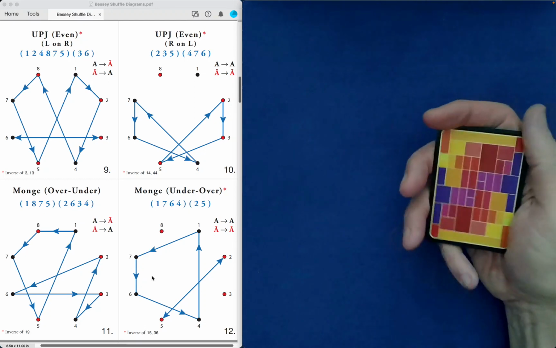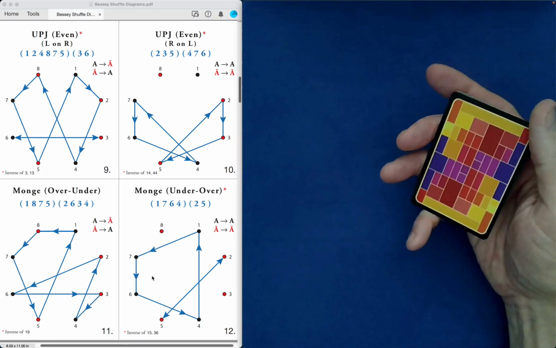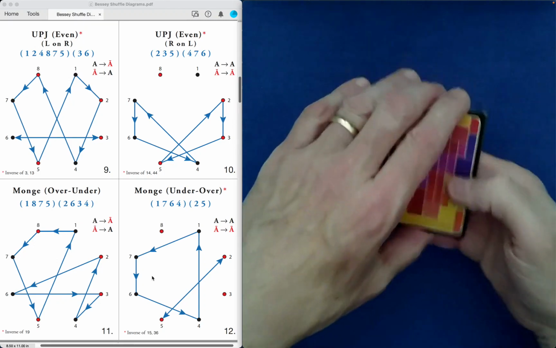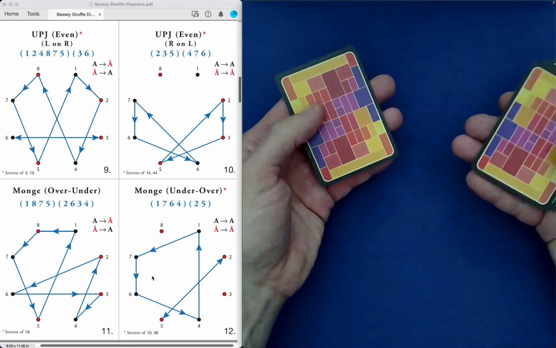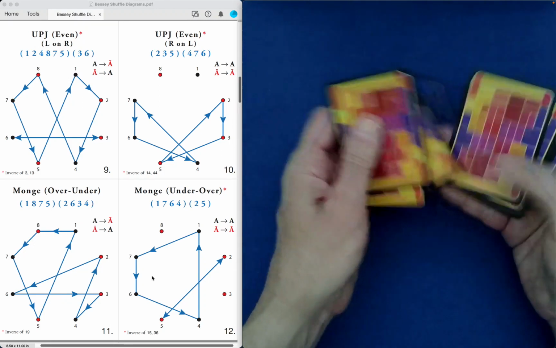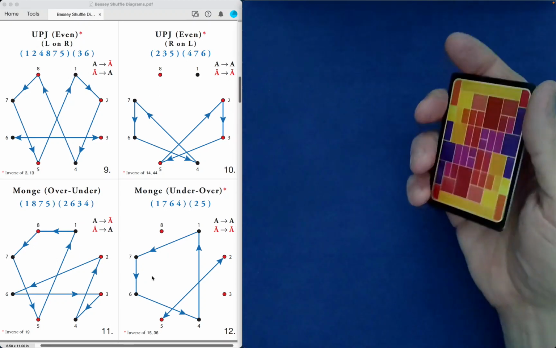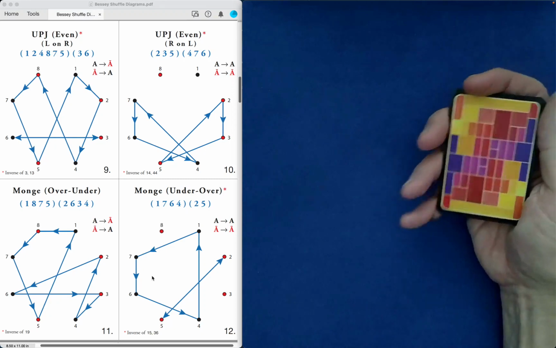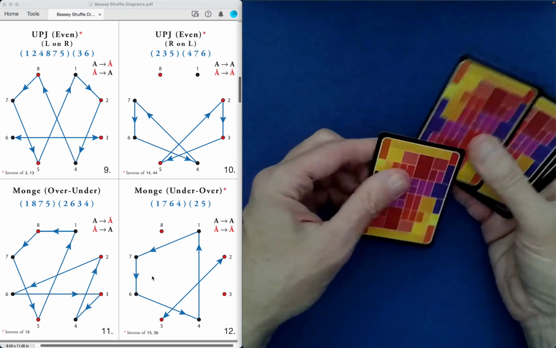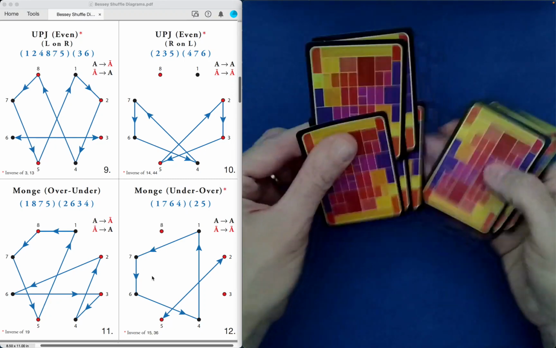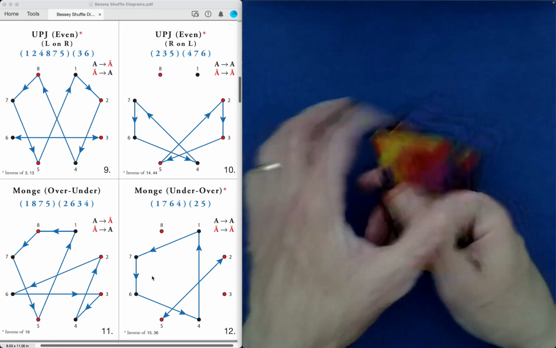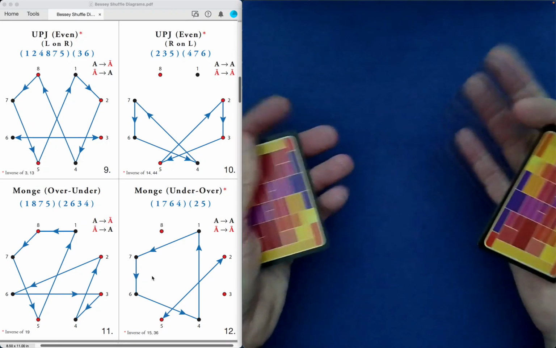What do you want next? The mange over under. Okay, we'll do that one. So you push over the top card. Now this one goes over and then under, over, under, over, under, over. Okay, and that leaves our shuffle number 10. That's an up jog as well, but this time we're going to stack the right on top of the left.